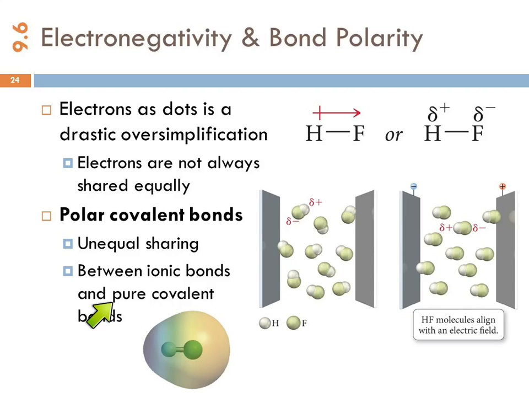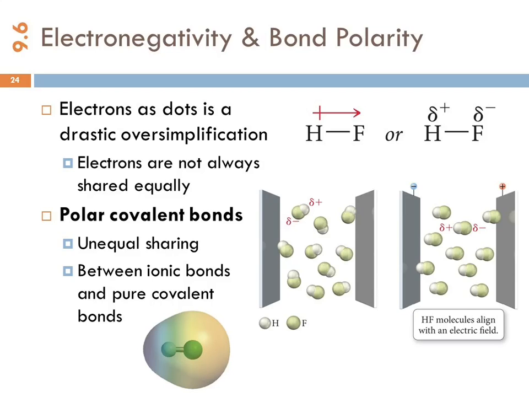So a pure covalent bond has the electrons being shared exactly equally. An ionic bond has one atom giving the electrons to the other. And in between that, you have polar covalent bonds. So the electrons are being shared, but not equally, right?